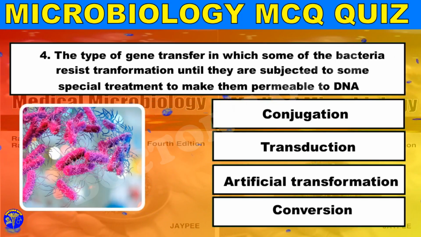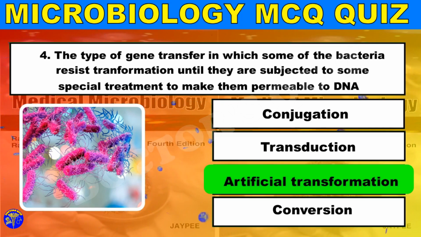Next question is, the type of gene transfer in which some of the bacteria resist transformation until they are subjected to some special treatment to make them permeable to DNA. The options are conjugation, transduction, artificial transformation, and conversion. The correct answer is artificial transformation.